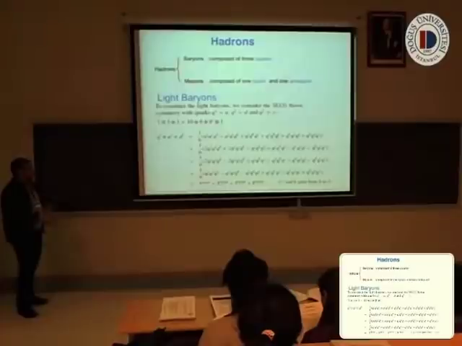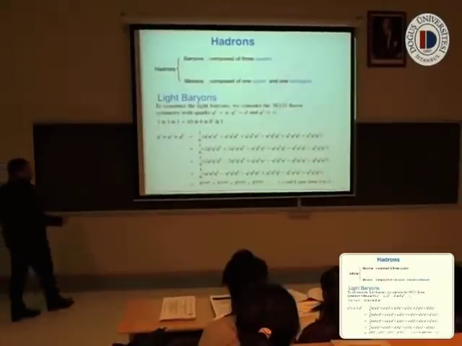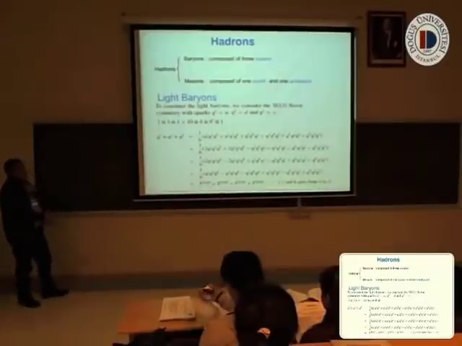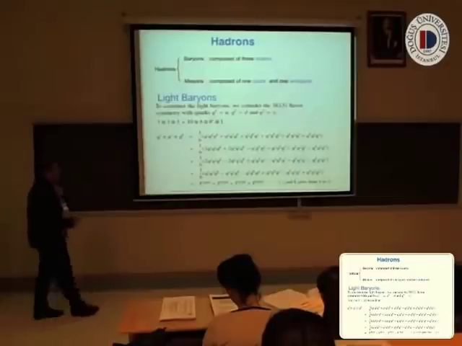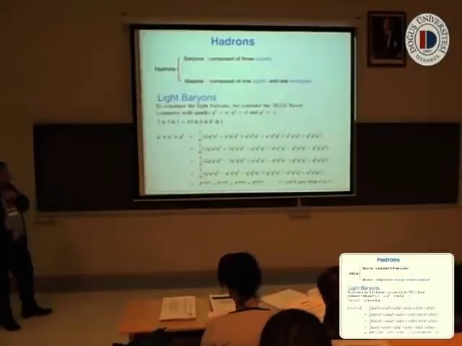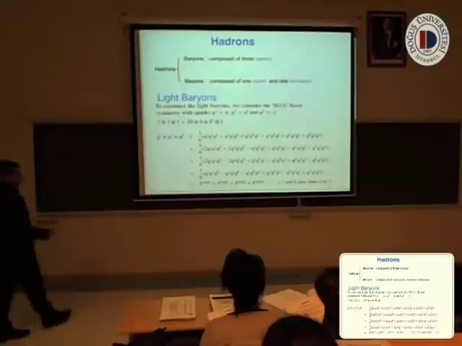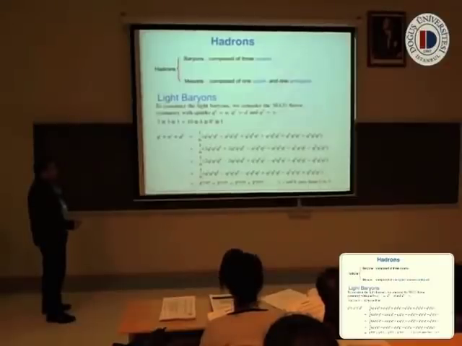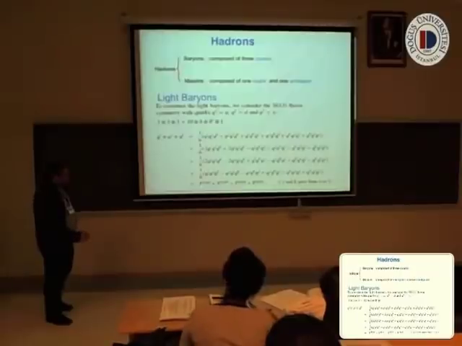We have three quarks, and in SU(3) flavor symmetry, three flavors and three colors. If we multiply, we will get 27, which can be written as 10 plus 8 plus 8 prime plus 1. If we multiply three quarks here, we can write this multiplication in this form. The first line is completely symmetric under the exchange of quarks. If we exchange i and j, we will get the same expression. We have symmetry between i, j, and k.